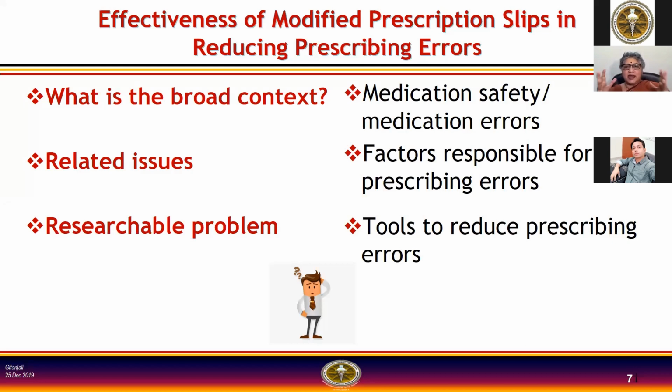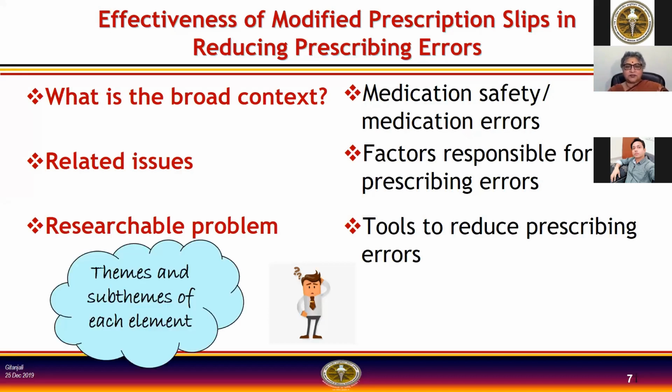So when you look at the title, you get a feel of what will be the broad context. Here you are talking of using some kind of prescription slips in order to reduce prescribing errors. So the broad context is medication safety or medication errors. And then related issues will be what are the factors which are responsible for this. And the problem is what tools can be used to reduce prescribing errors. So this is the way you structure your review of literature.